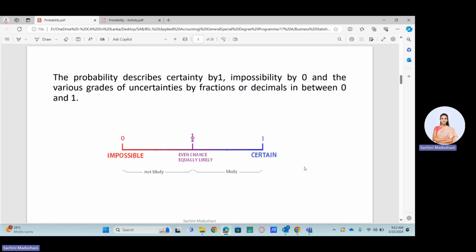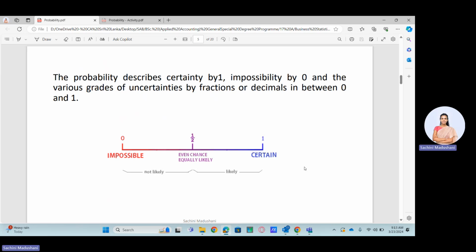Then we can take the probability value as 0. What does it mean? Impossible. Then we can get a probability value of 1. What is the result here? There is no uncertainty. That is certain. Then we can get a half, which means even chance, equally likely.